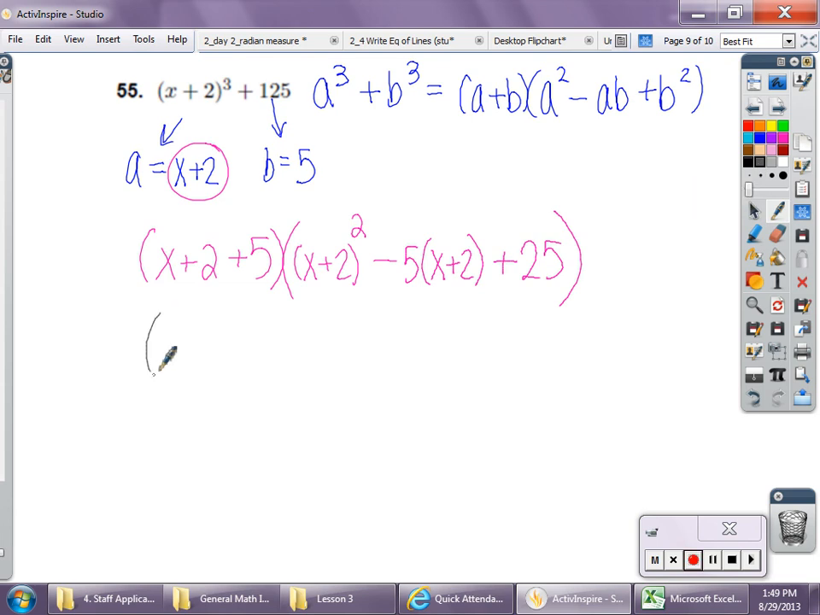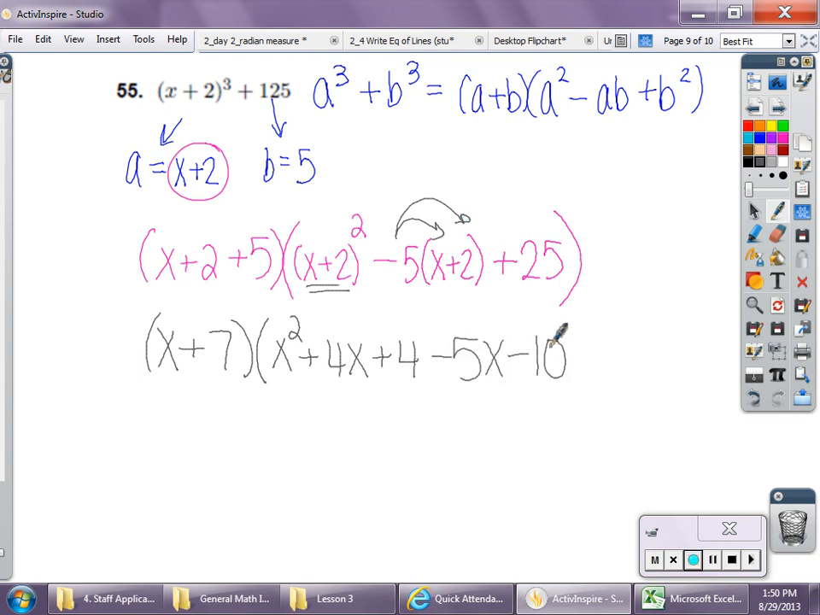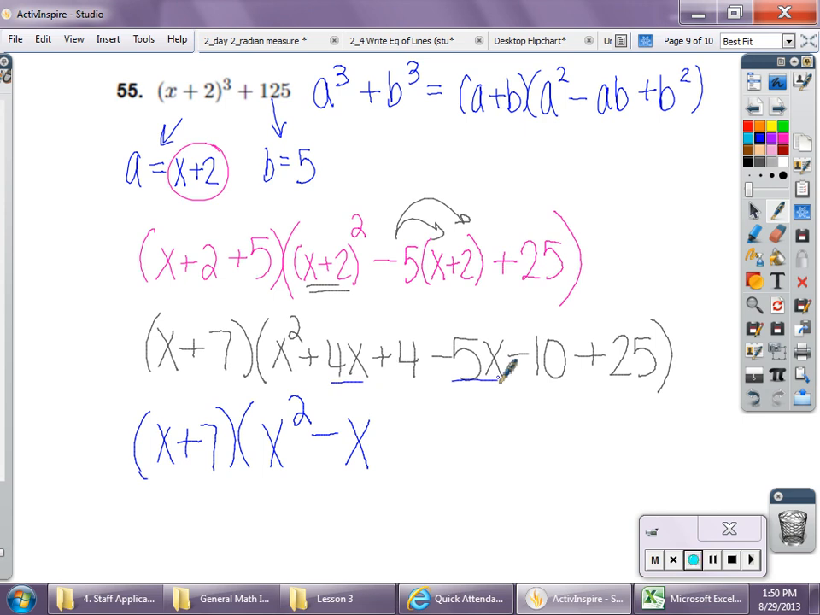So we get x plus 7. We get this piece right here will be x squared plus 4x plus 4. And then I'm going to distribute minus 5x minus 10. And then the last bit is the plus 25. Next step, x plus 7 times x squared minus x, and then we have positive 15 plus 4, so plus 19. Positive 15 plus 4, I hope. Hopefully that was correct. All right. I think that's our last one.